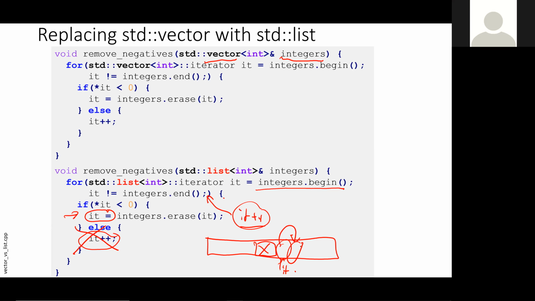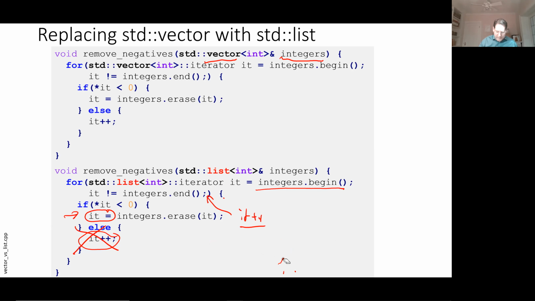Yeah, thank you. Yeah, so it does look a little tricky at first. And it's because of the fact that we're using erase. And erase has this more complicated behavior of what do we need to do with our iterators.